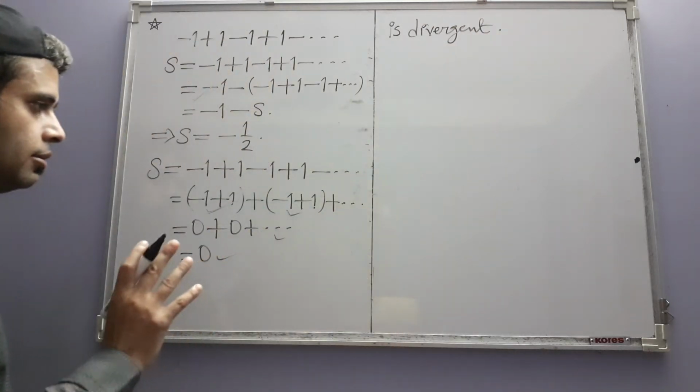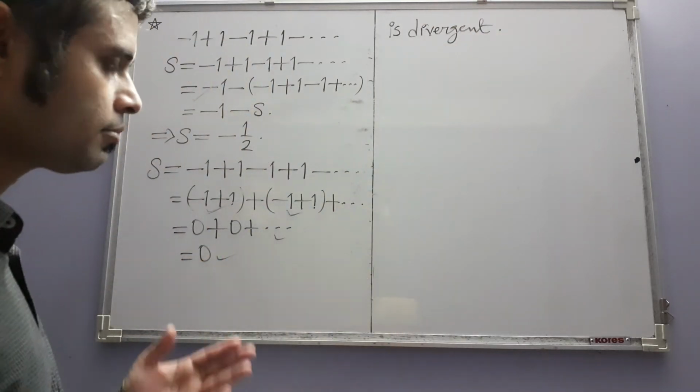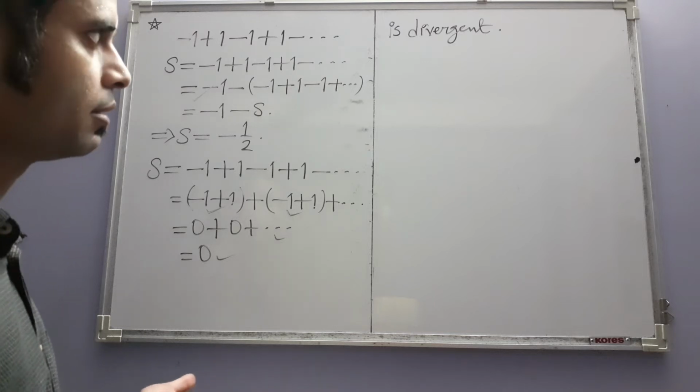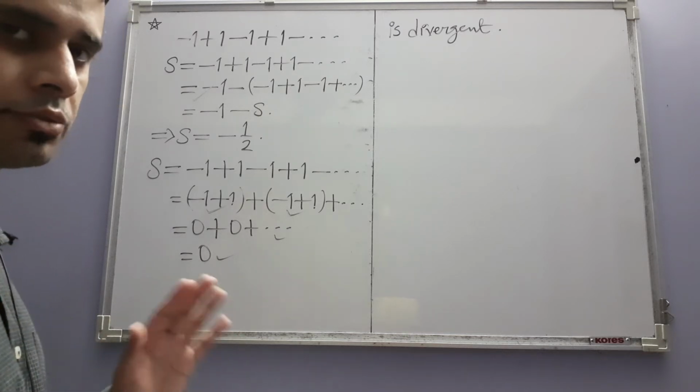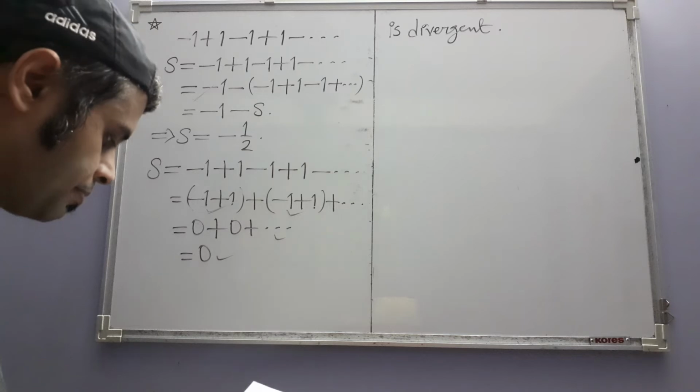So we can see that in certain cases we can use the zero test very nicely to conclude that some series of real numbers are not convergent.